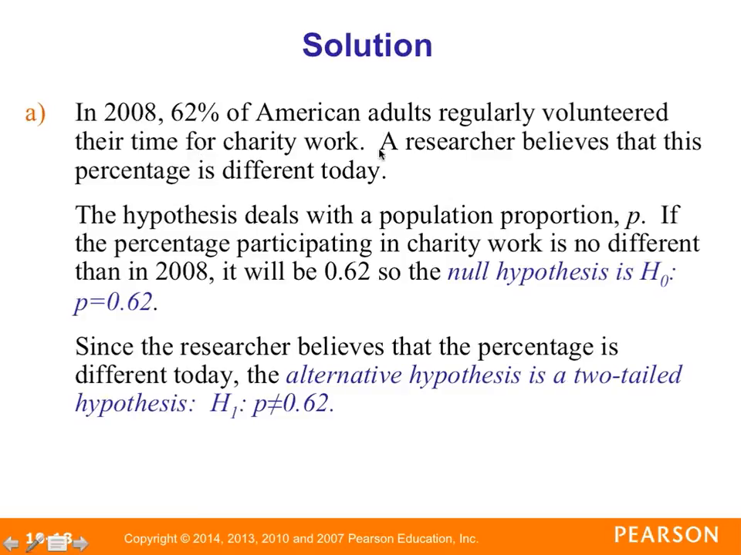Now, read very carefully what the initial statement said. It said a researcher believes that this percentage is different today. So the researcher has no indication as to whether it's less than or more than, just different. So this is going to be a two-tailed test where you have your null hypothesis as P equals 0.62 and your alternative hypothesis as P not equal to 0.62.